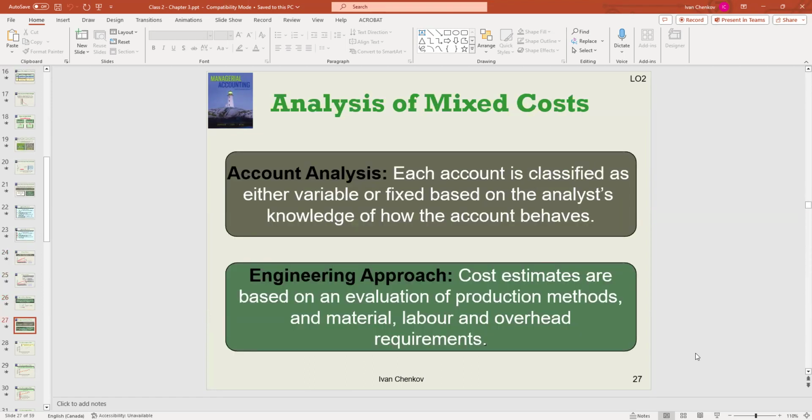How are we going to analyze this mixed cost? We have two approaches. First one is the accounting analysis, and second we can do the engineering approach. In the accounting analysis, we're going to go over each single account and try to classify it either as variable or as fixed. In the engineering approach, we're going to go to the production, and start evaluating production material, labor, overhead, and see how those behave.